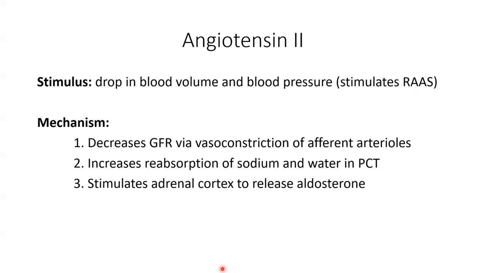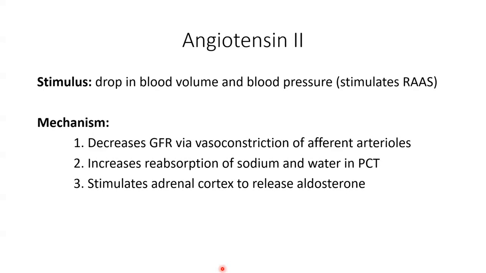So the first hormone we're going to look at is angiotensin II, and angiotensin II is produced as part of the renin-angiotensin-aldosterone system. When blood volume and blood pressure decrease, this system is activated. The walls of the afferent arterioles are stretched less, and the juxtaglomerular cells secrete the enzyme renin into the blood.